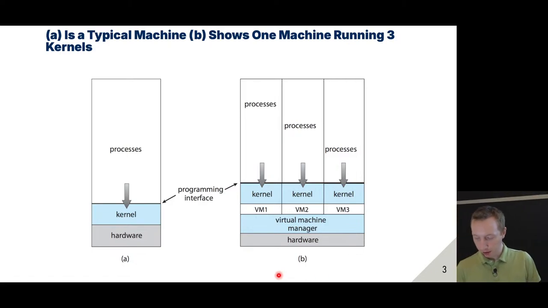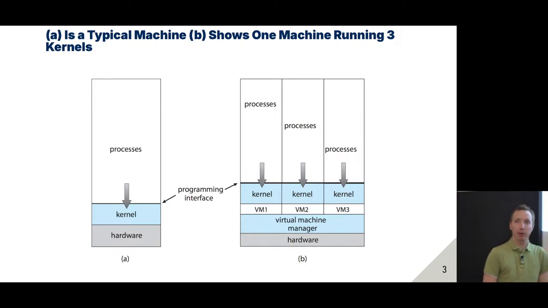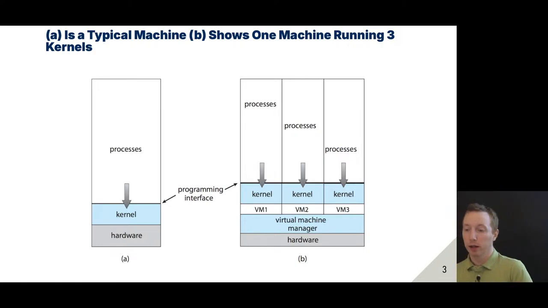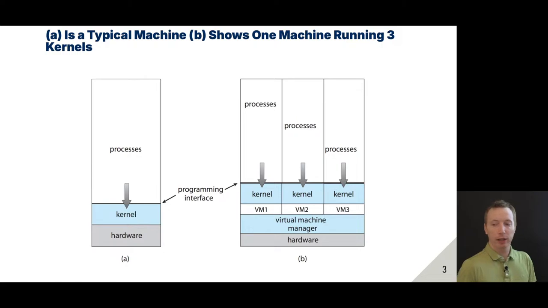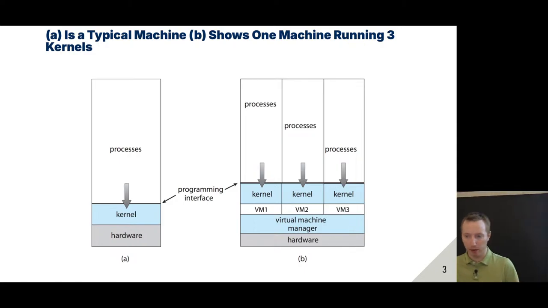If we have virtual machines, we have the picture on the right. What controls the hardware is the virtual machine manager, or the hypervisor. That's what has direct control over the hardware, and it manages the virtual machines. In this case, we have three virtual machines. One could be running Linux, one could be running Windows, one could be running Mac OS.